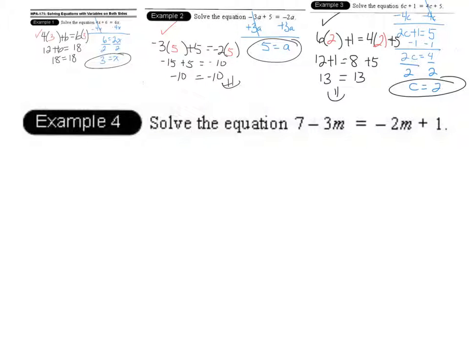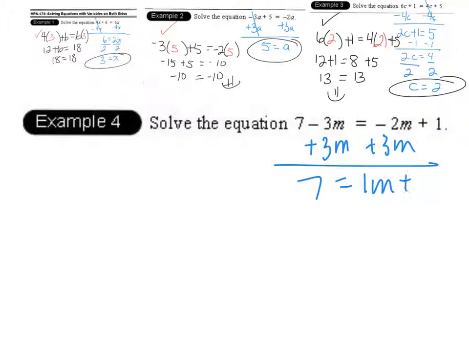I like my m value to be positive, so I'm going to add 3m to both sides of the equation. So I have 7 equals negative 2 plus 3, which is 1m, plus 1. I'm going to subtract 1 from both sides, so it's always undoing. So to undo plus 1, I'm subtracting 1. And 1 times m is just m. So we're done. So back to our check step.